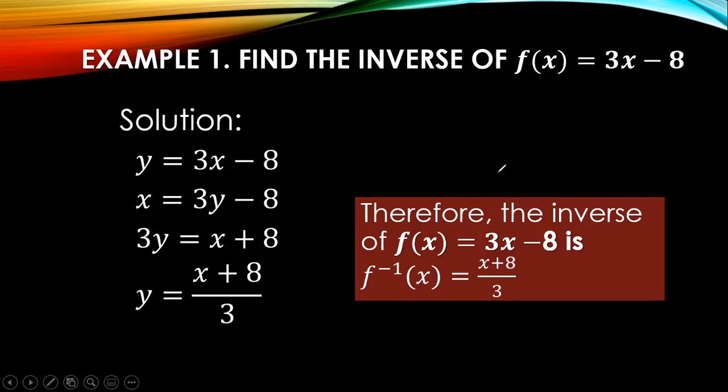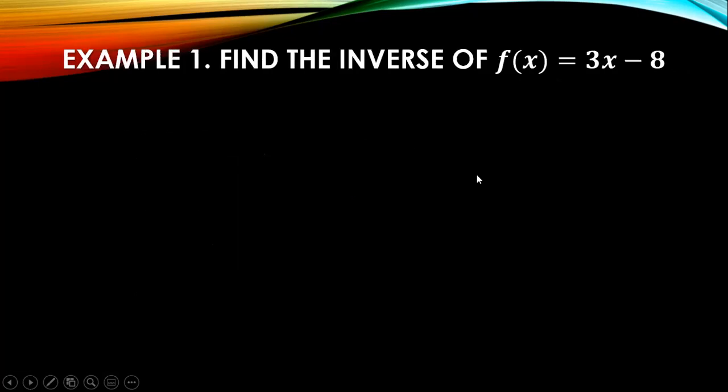Then y is equal to x plus 8 over 3. Therefore, the inverse of f of x is equal to 3x minus 8 is f raised to negative 1 of x is equal to x plus 8 over 3. So by inspection, again, negative yung huling operation or subtraction, naging positive or naging addition. Then next operation ay multiplication, naging division. Now find the inverse of f of x equal to 3x minus 8.